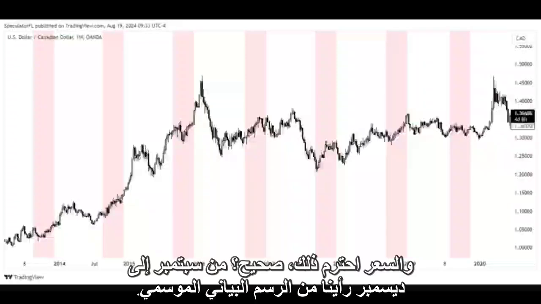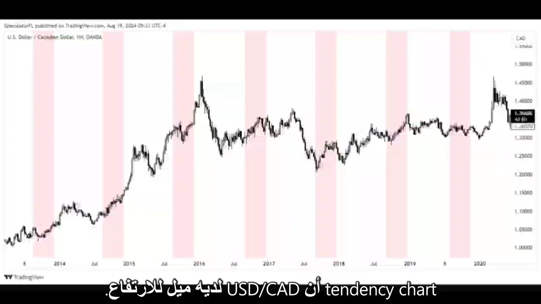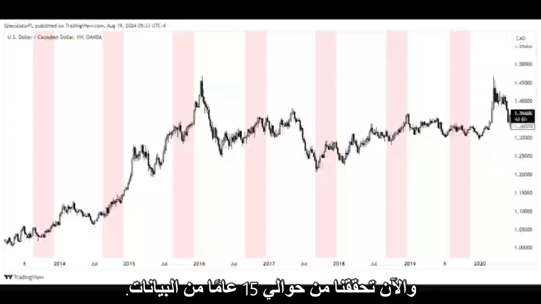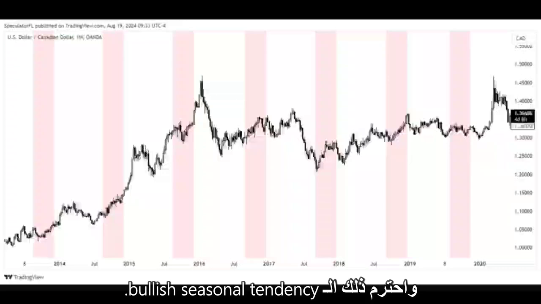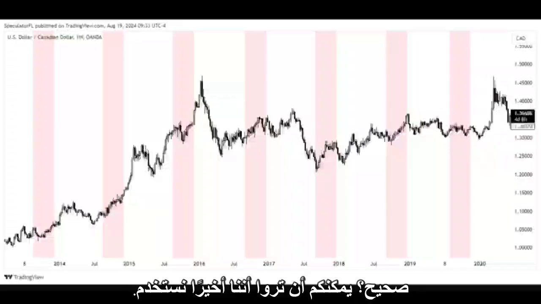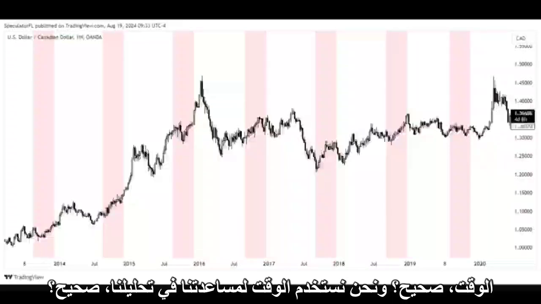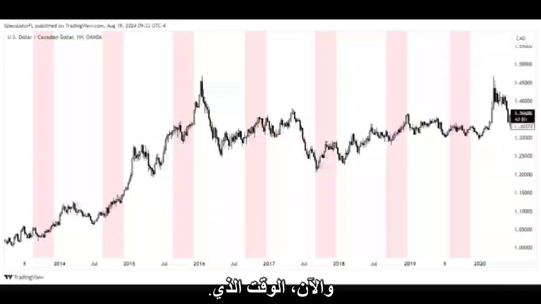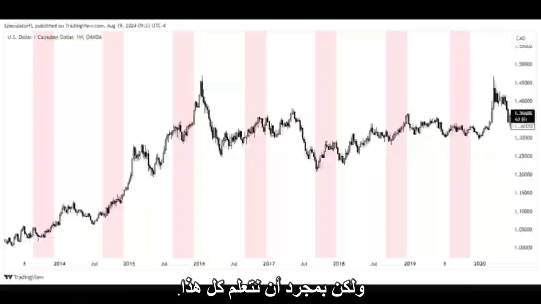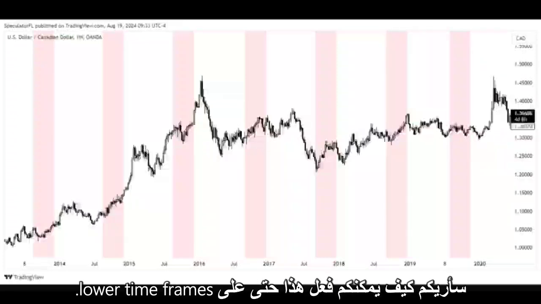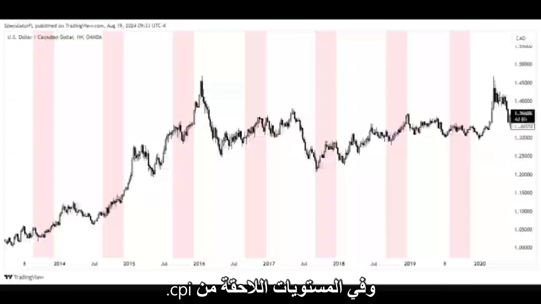From September to December, we saw from the seasonal tendency chart that USD CAD has a tendency to go higher, and now we've checked around 15 years' worth of data, and out of these 15 years, you can see that 13 of the times price did go higher and respected that bullish seasonal tendency, right? You can see that we are now finally using time, and we are using time to assist us with our analysis. For now this is just for the higher time frame, but once we learn all of this, then I'm going to show you how you could do this even on the lower time frames in later levels of CPI, right?